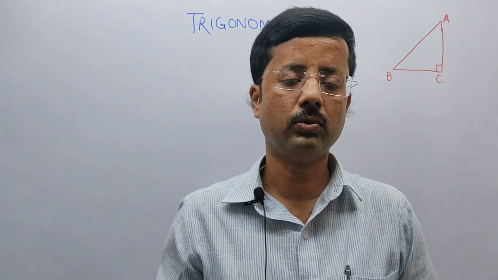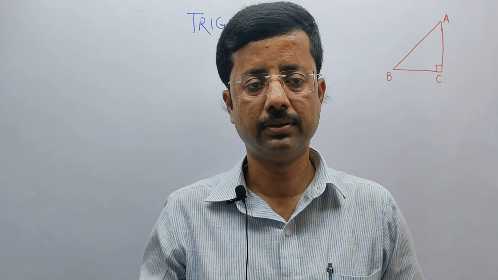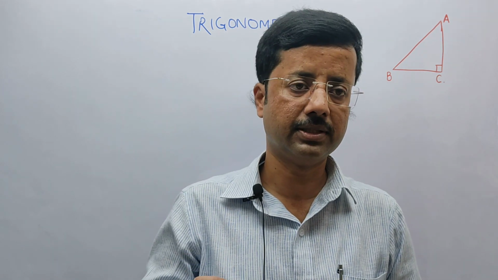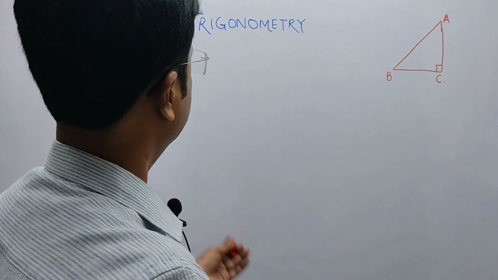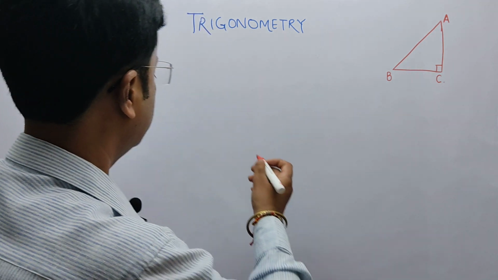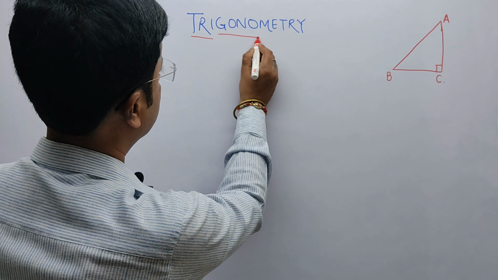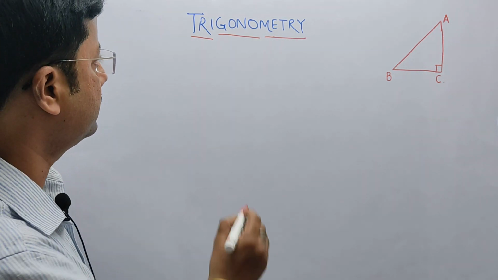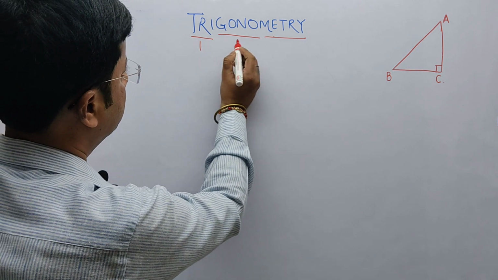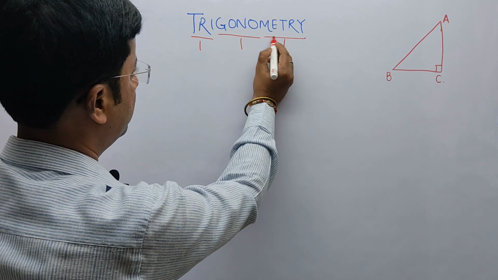Today, we are going to begin a very important chapter in mathematics, that is trigonometry. Now, from the word itself, it is very clear. If you see this word trigonometry, then what all things can we see here? It comprises three different parts. First part is tri. Then we have got gono, then we have got measurement, that is metry.